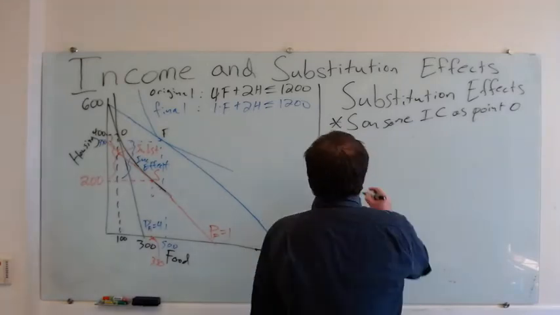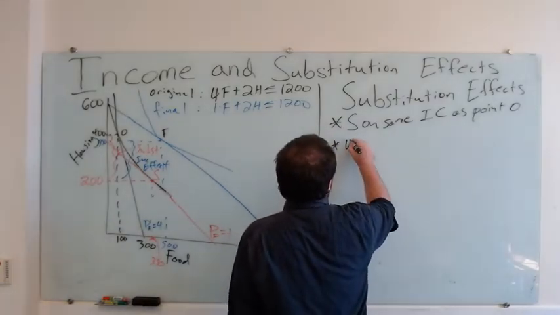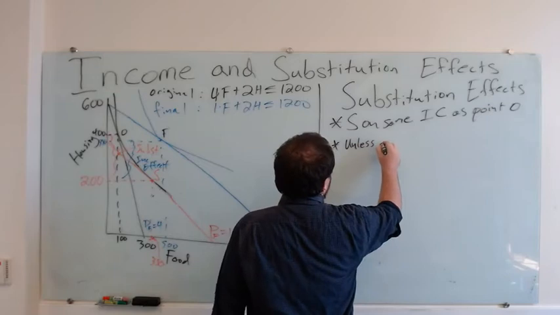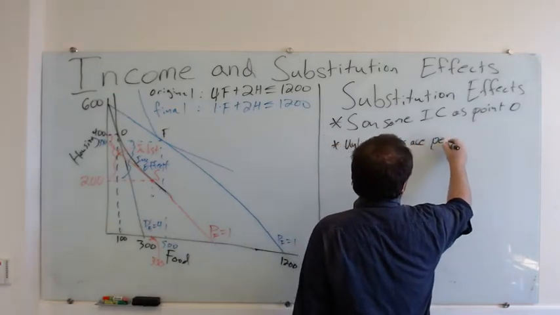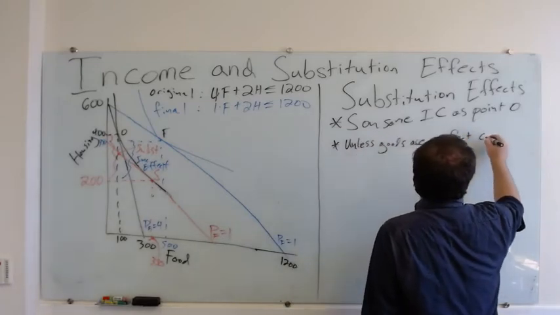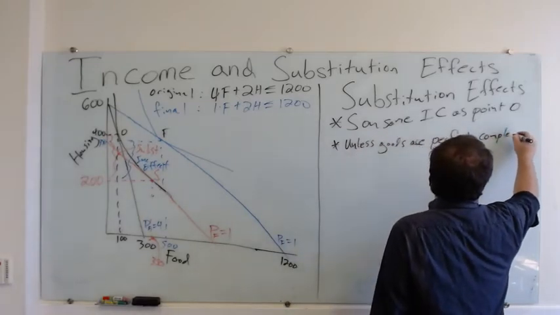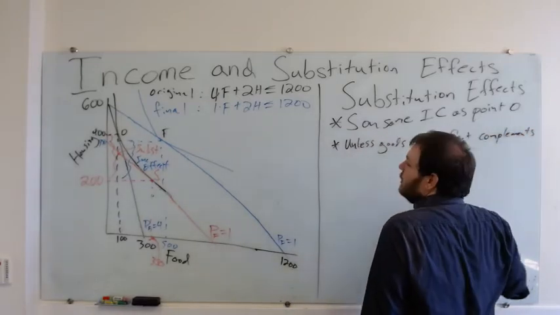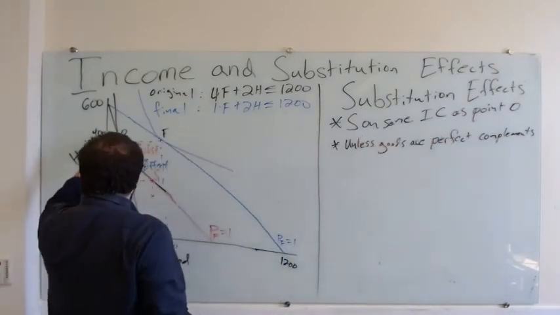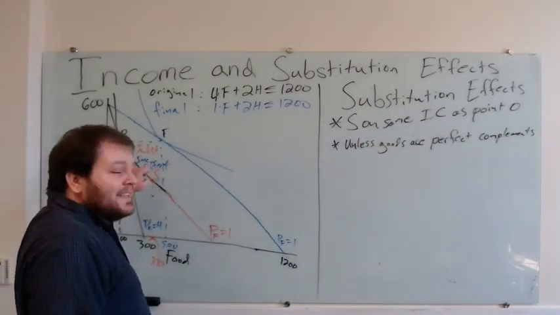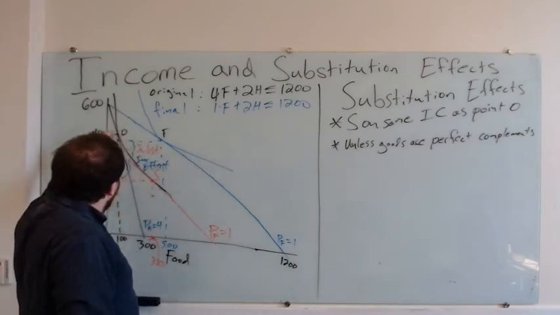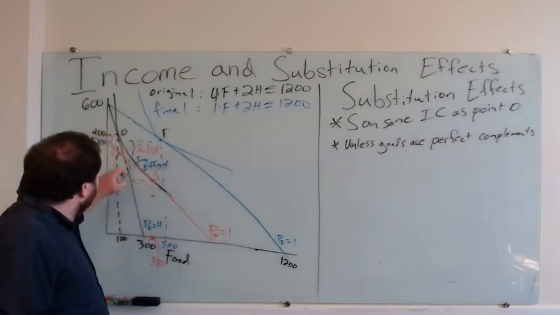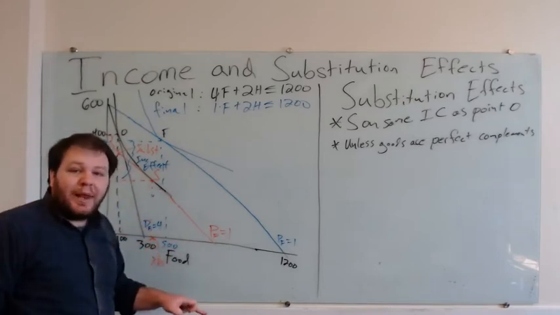Now, with one exception, which is perfect complements, and we'll talk about that later, right? Points S and O are not going to be the same point. And point O is not going to be affordable on our new budget constraint at point S.